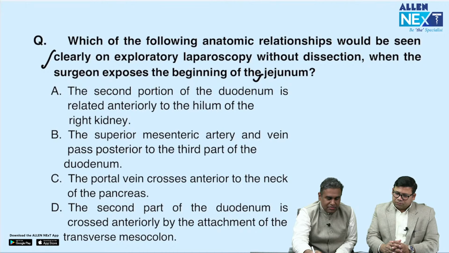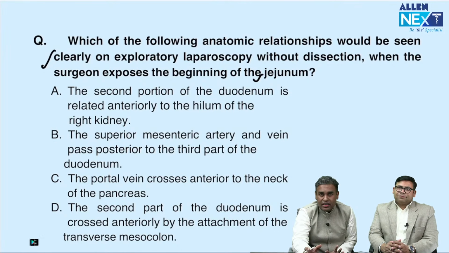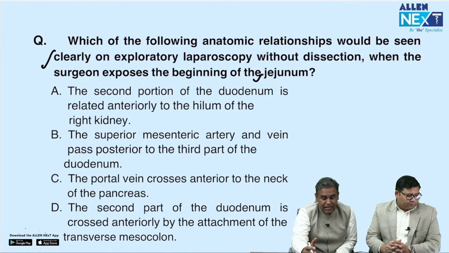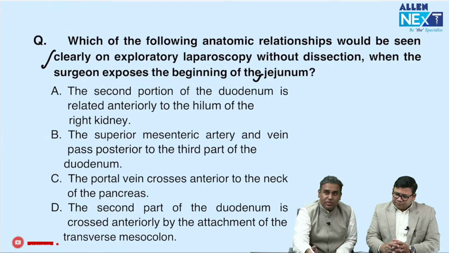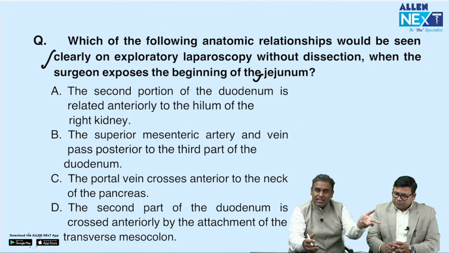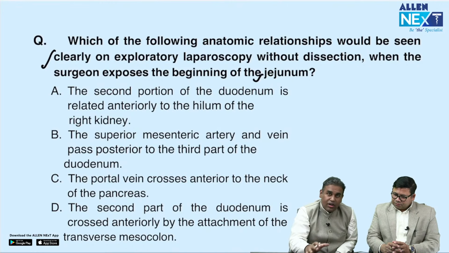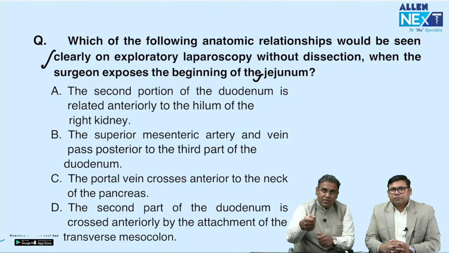Now see here, you can apply common sense. First of all, check whether all four options are right or not. If there is any wrong option, omit it. Then see what options are left. What will you see when you reach the beginning of the jejunum? For that you need to know the jejunum and ileum. They are small intestine, they are intraperitoneal. So once you open up the abdomen, you reflect the greater omentum. What you see is the small intestine. If you go proximally, you reach the jejunum.